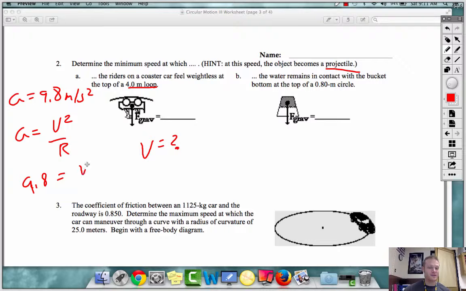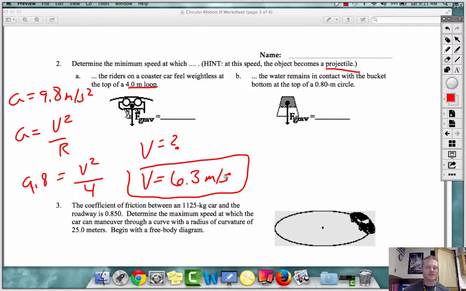And I don't know v squared, but I'm hoping to find it, and I know that the radius is 4 meters. So basically, if you just cross multiply 9.8 times 4 and then take the square root of it, you would find that the minimum speed at which this would actually be possible is 6.3 meters per second.